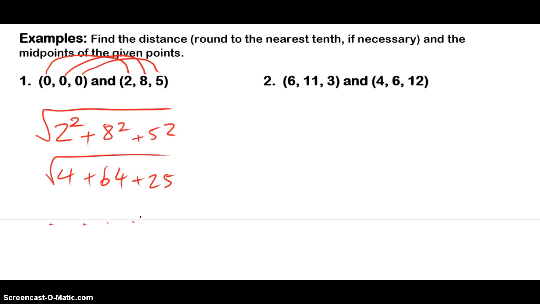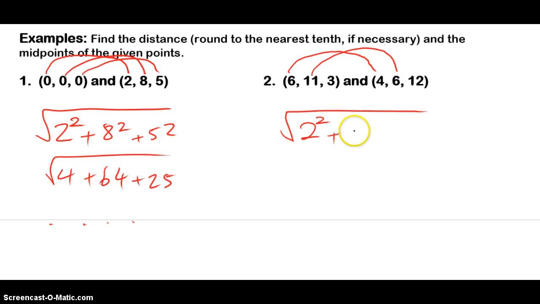And let's set up the next one as well. Same deal. Don't worry about the negatives here. Just think distance. How far is it from 6 to 4? It's a distance of 2. So 2 squared. How far is it from 11 to 6? That's a distance of 5. How far is it from 3 to 12? That's a distance of 9. And again, I'm going to let you finish the rest of that.